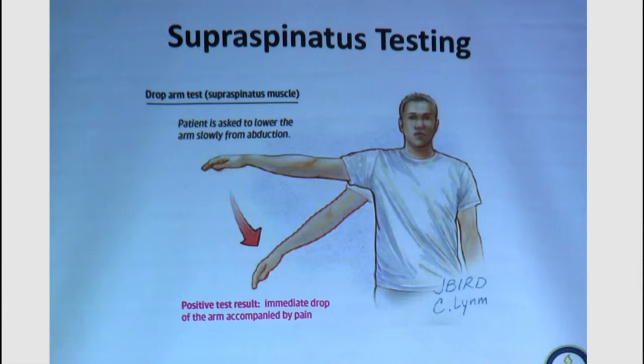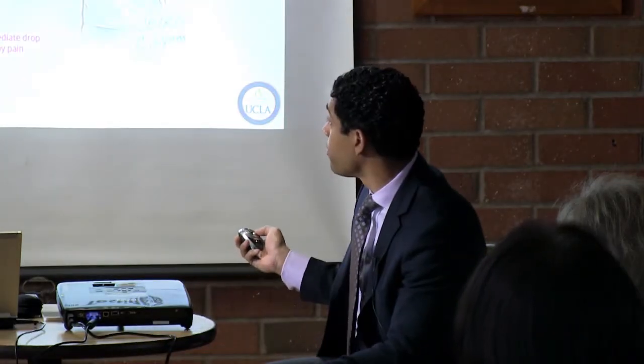So if you can lift your arm and hold it here, and I ask you to slowly lower it down, and you can't do that, it just gives out on you, I know the supraspinatus muscle is involved in the pathology and some of the pain that you're having.